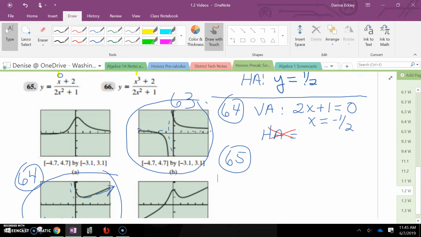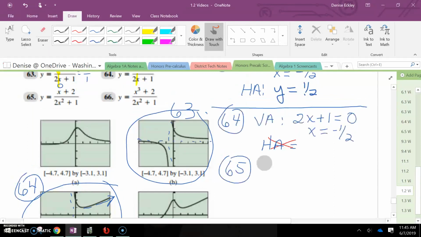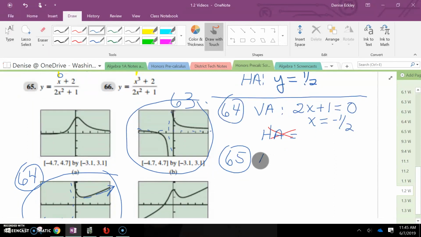So now 65, let me just look at the equation again, is x plus 2 over 2x squared plus 1. Now this time we do not have a vertical asymptote. And the reason for that is if you try to solve 2x squared plus 1 equals 0, you're going to be trying to solve x squared equals negative 1/2. And there's no real number, so there is no vertical asymptote.